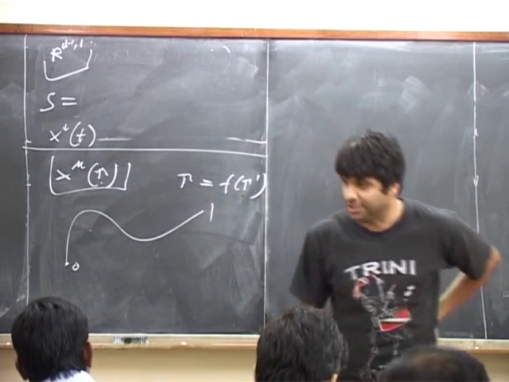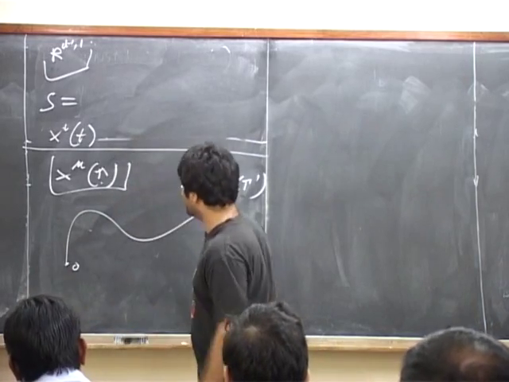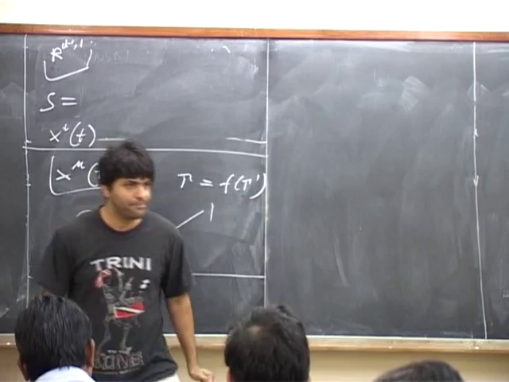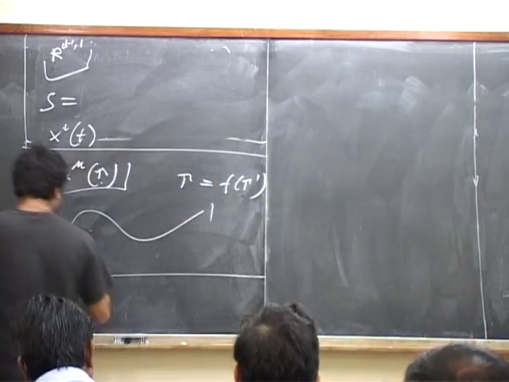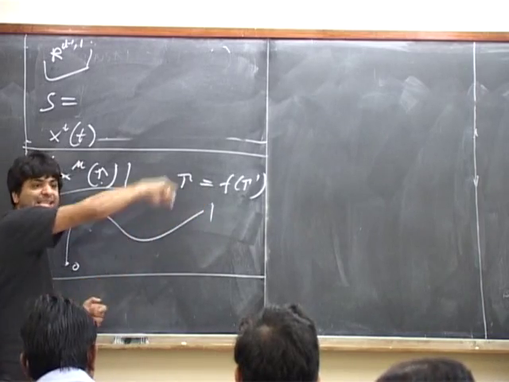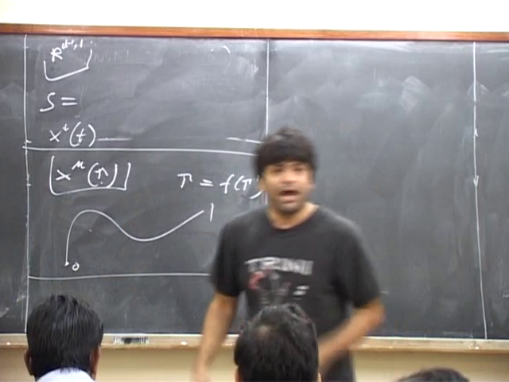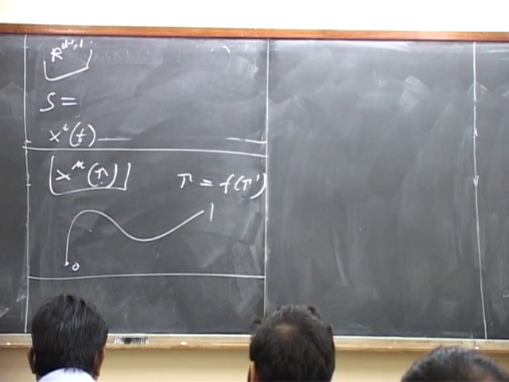How do we write down an action? That's going to be our guiding principle. So let me try to write down one action that has this property. Okay, now an action. So once again, tau is some arbitrary parameter that parameterizes the world line. We want to write down an action for x^mu of tau. Now, how do we write down an action that does not depend on what tau is?